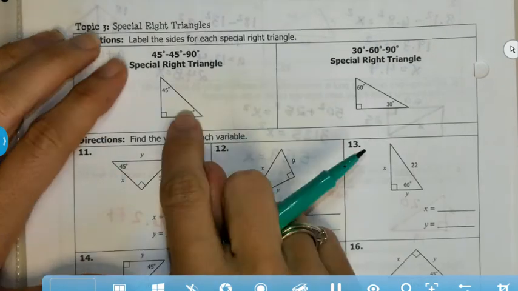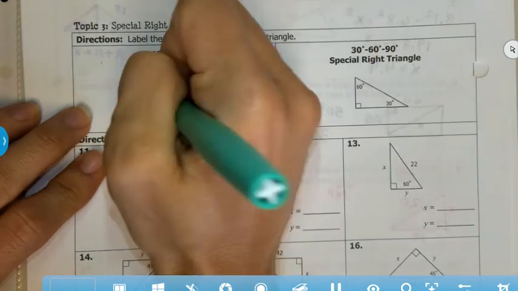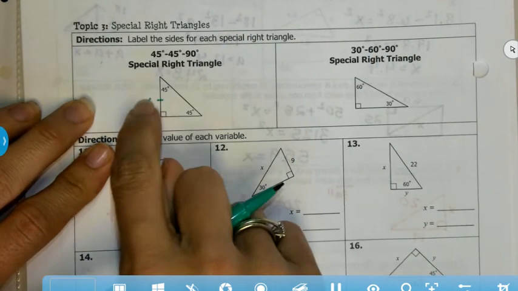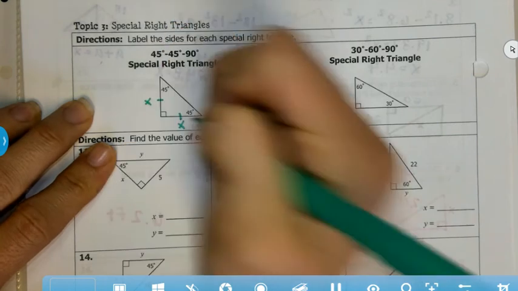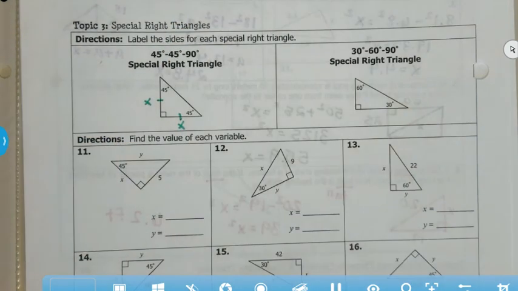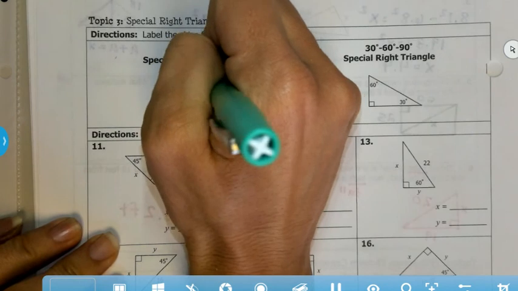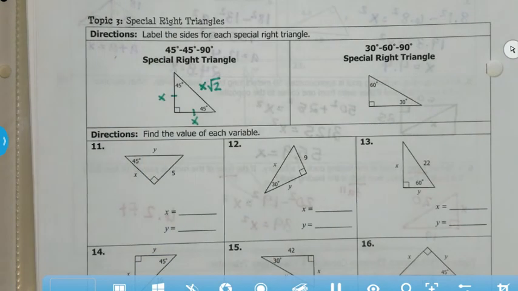All right, so in a 45-45-90 triangle, you have this side is x, and in a 45-45, these two are equal to each other, so those are both x. And then whatever those sides are, this is going to be x times the square root of 2.